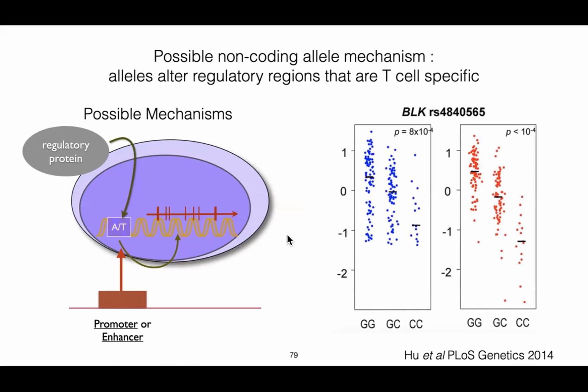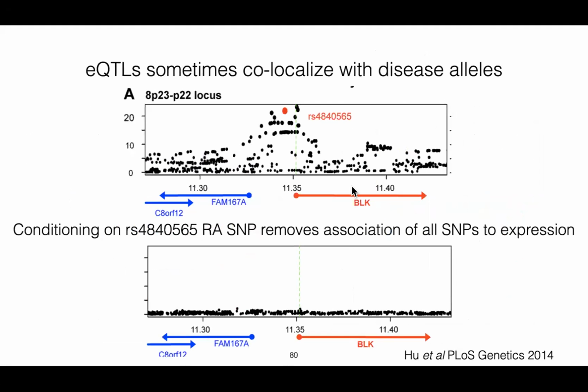What we'd expect to see for a lot of these situations is something like this, where you have a SNP, it's acting on a gene. And so the more copies of the risk allele you have, the more your expression is affected. So this is a SNP associated with RA, and you can see as you go from GG to CC, your expression levels go from high to medium to low. So we call this an expression quantitative trait locus, or an eQTL.